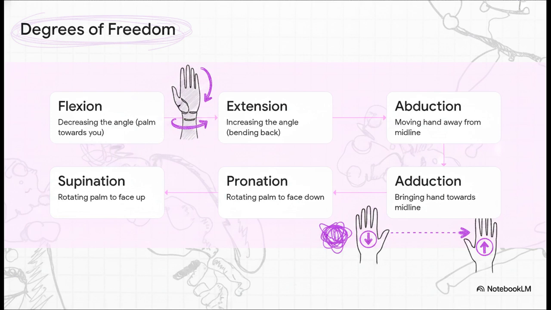You've got flexion, which is decreasing the angle by bringing your palm towards you. Extension, bending it back. Abduction, moving the hand away from the midline of your body. Adduction, bringing it back towards the midline. Pronation, rotating your palm to face down. And supination, rotating your palm to face up. That immense multi-directional mobility requires some seriously specific biological engineering.